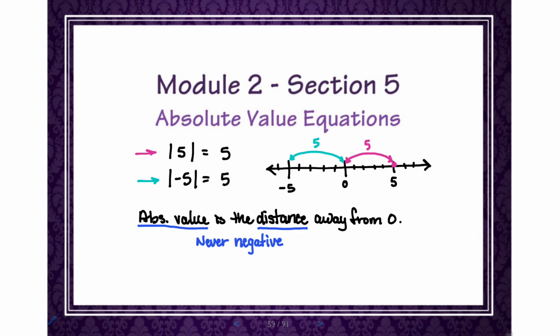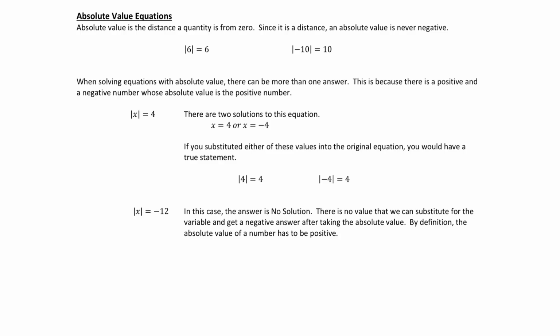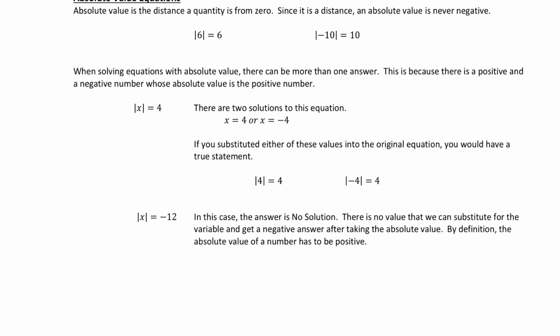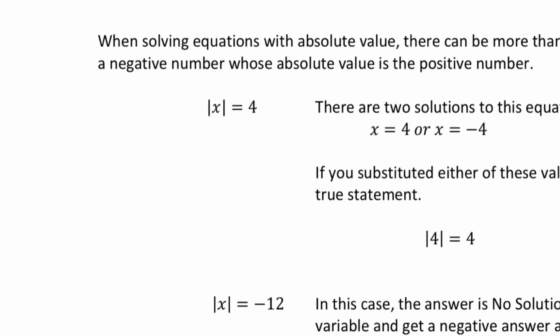So we can't say that it has to be positive because it can be 0. Okay, now this page explains positive inside the absolute values, negative inside the absolute values. But now we have a variable inside the absolute values. Okay, so what this means is positive distance away from 0, but we don't know what the number is.